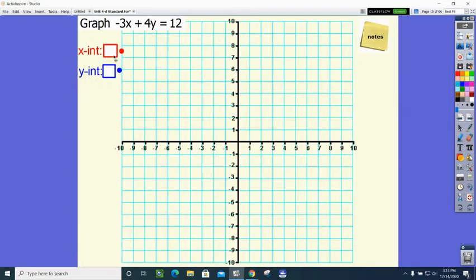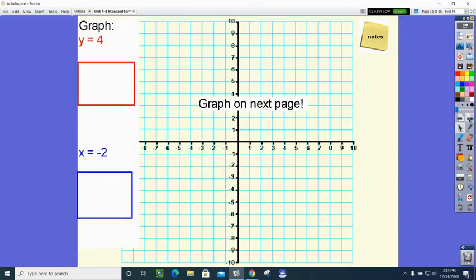So again, remember what our 2 intercepts were, right? So you're going to go to the x-axis at -4 and put a point. You're going to go to the y-axis, put a point at 3, connect them with a straight line and arrows, and there is your equation. -3x plus 4y equals 12. There is your line. Pretty easy to graph.